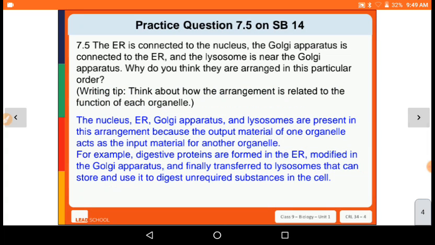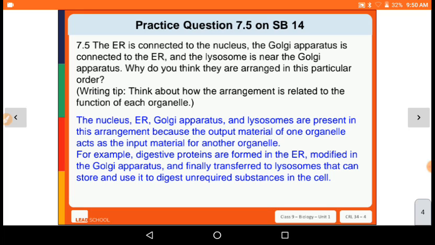Okay, last question. The endoplasmic reticulum is connected to the nucleus. The Golgi apparatus is connected to endoplasmic reticulum, and the lysosome is near the Golgi apparatus. Why do you think they are arranged in a particular order? The nucleus, endoplasmic reticulum, Golgi body, and lysosome are present in this arrangement because the output material of one organelle acts as an input material for another.